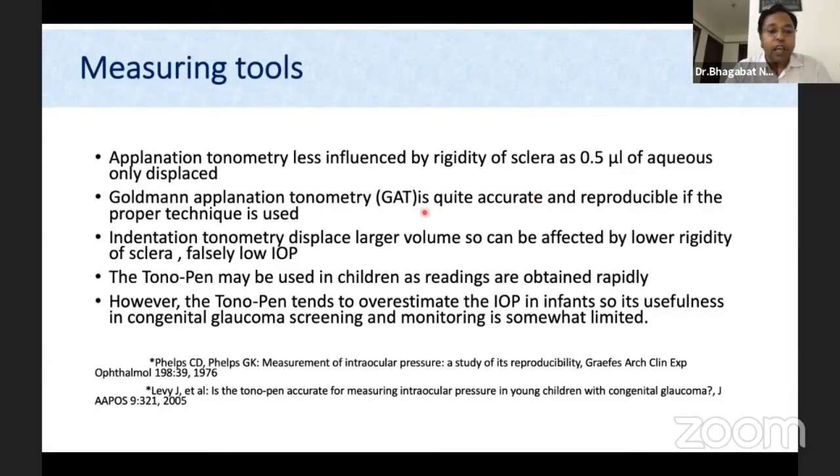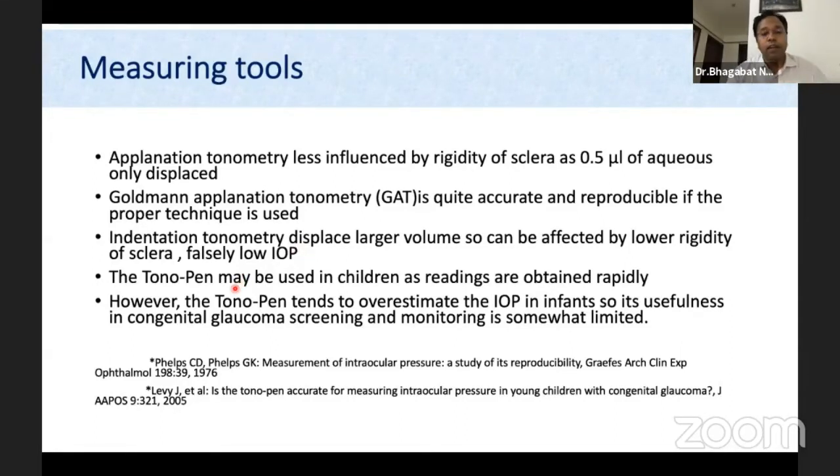So that's why Goldmann applanation tonometry, if possible, is quite accurate and reproducible, if used with proper technique. Indentation tonometry displaces a large volume of aqueous, so it can be affected by low rigidity of the sclera, causing a falsely low IOP.